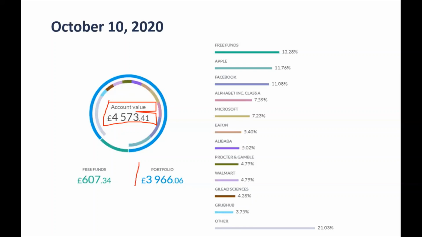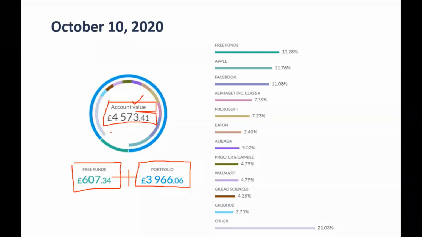Okay, so it is the portfolio market value, not my portfolio investment. It is the account value. That means it is the market value. Got it? So if we sum these two numbers, I will get this number. Okay.